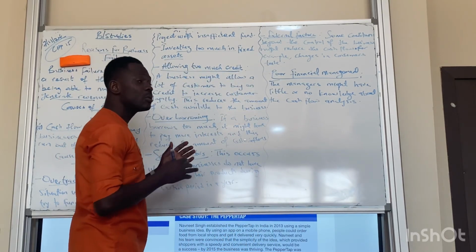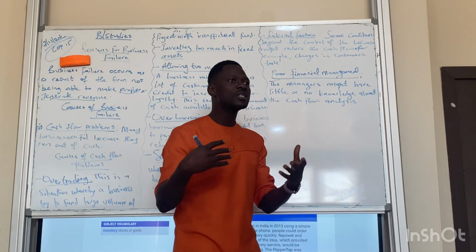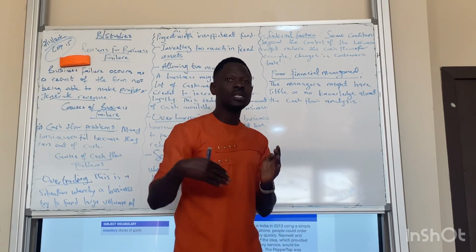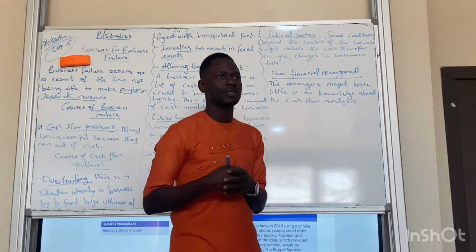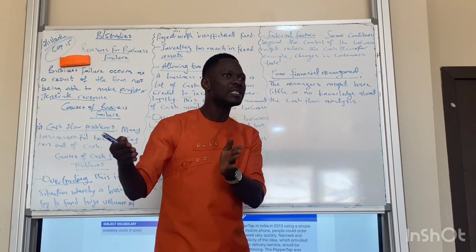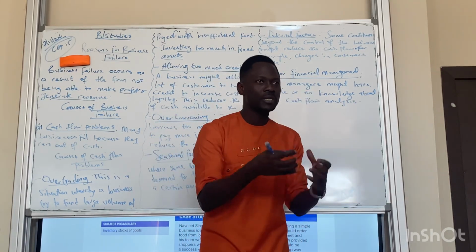The third one is allowing too much credit. Most of the time, businesses want to attract customers. They want customer loyalty. They want customers to always come to them to buy. As a result of that, they give them a lot of credit. You buy now to pay at a later date. That's what credit is. So a lot of businesses do this so that they can keep their customers.